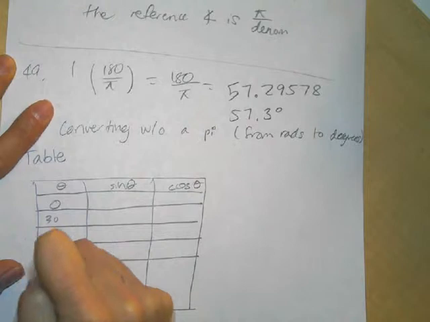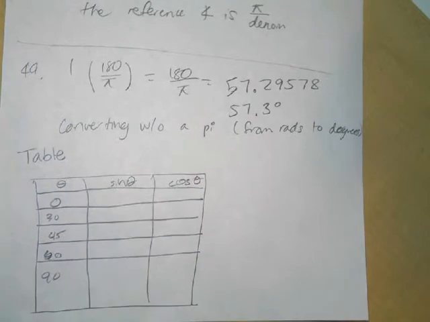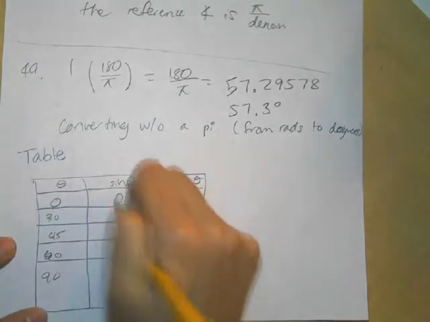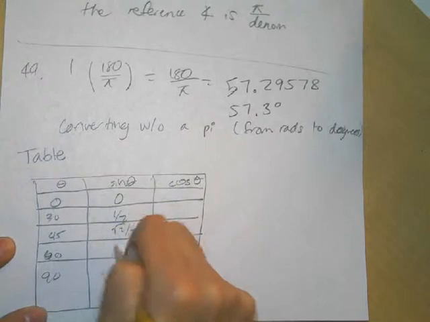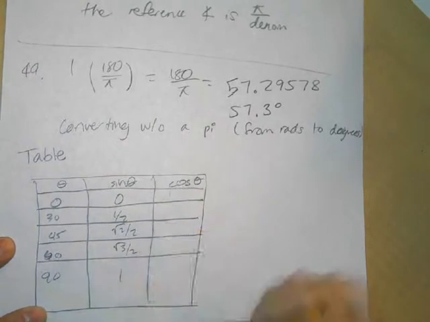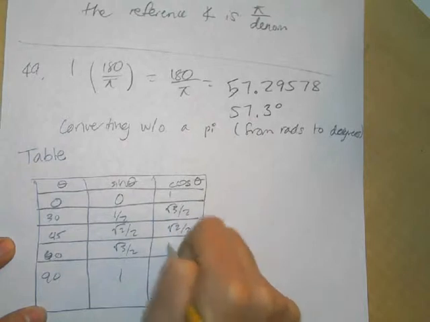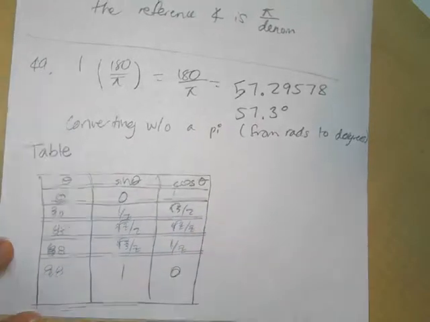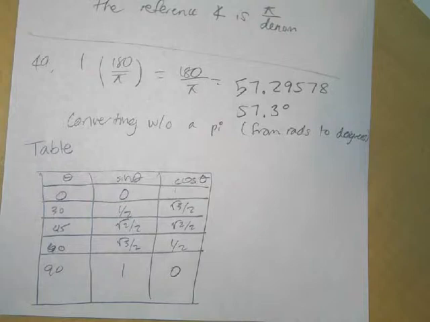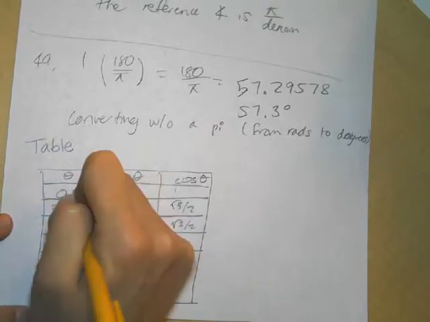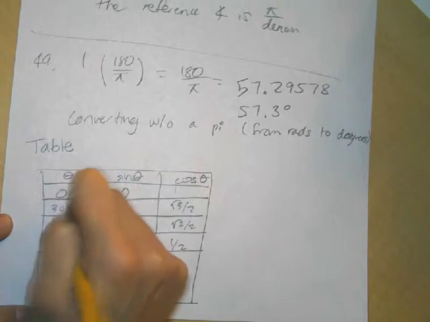Okay, so remember in the table it went like this: 0, 1/2, square root of 2 over 2, square root of 3 over 2, 1, and then the opposite direction, correct? I'm doing these quickly because we should have these down by now. The only thing you're going to add to your table now is you have theta in degrees, let's add it in radians. 0 is the same as 0, right?